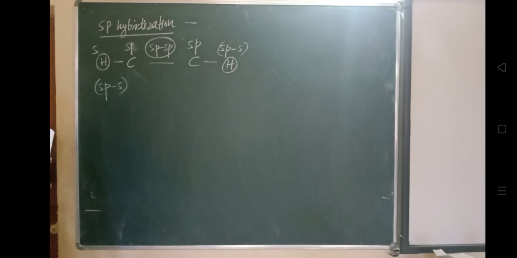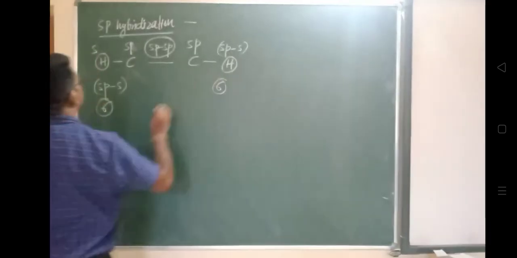The unhybridized orbitals will form the pi bonds. This will form a pi bond. So this is about sp hybridization.